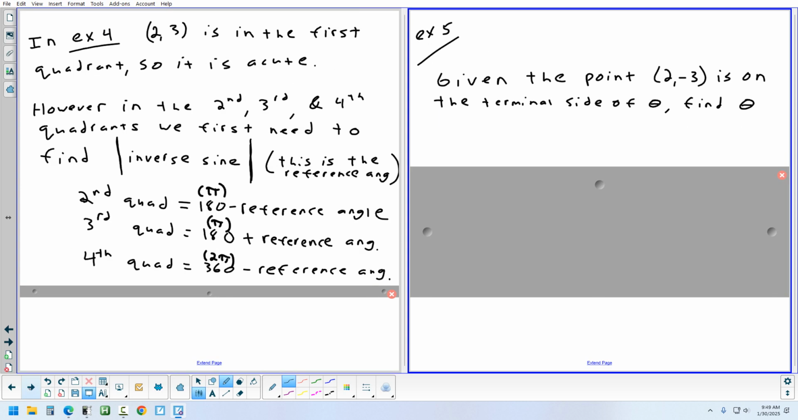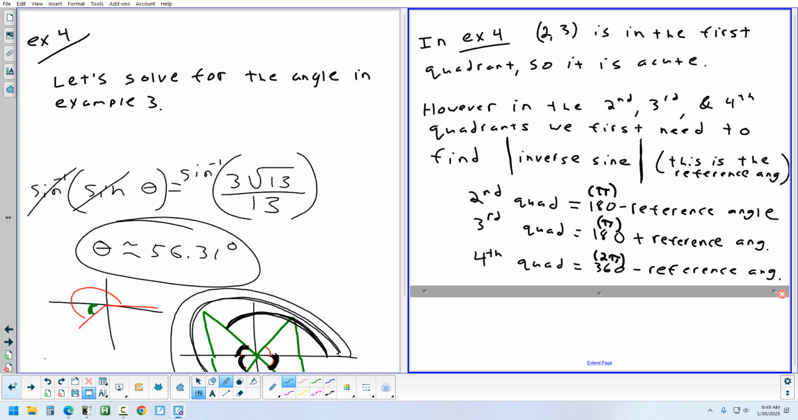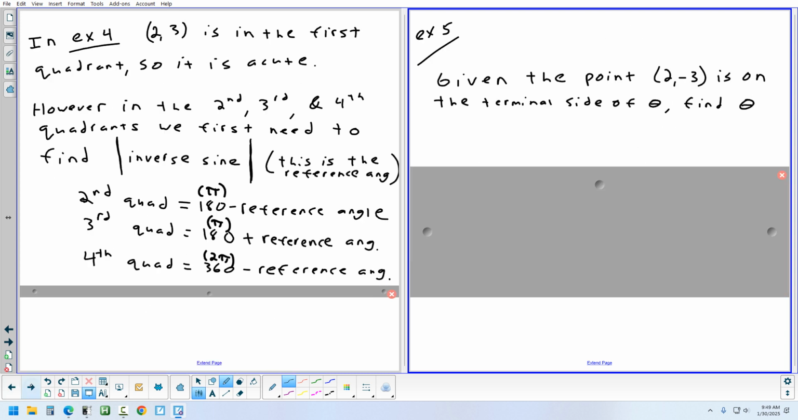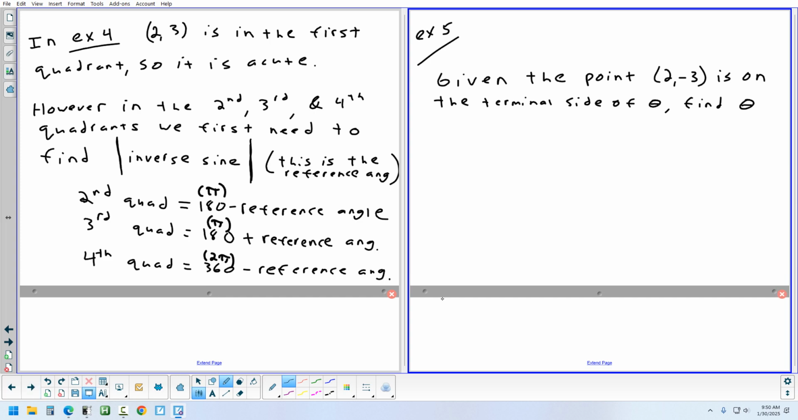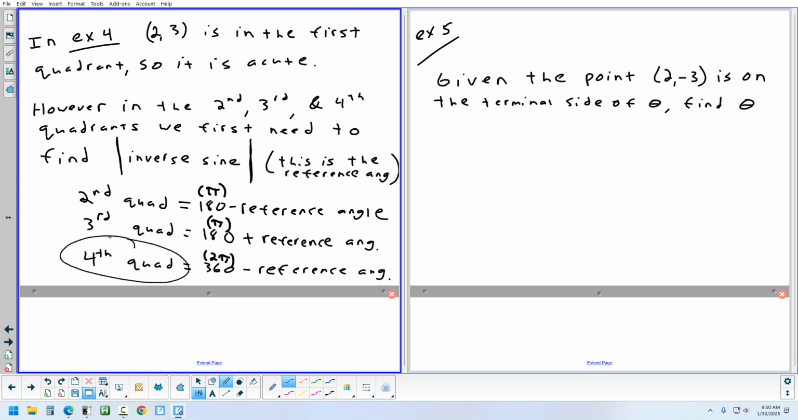So let's apply that to this problem. It's still a 2 and a negative 3, so it's technically going to still be the same reference angle, that 57 point whatever we got, or 56.31. It's just now in a different quadrant. So first thing is you have to know what quadrant that point is. It's right 2, down 3. Which quadrant is 2, negative 3 in? Fourth quadrant. In the 4th quadrant.